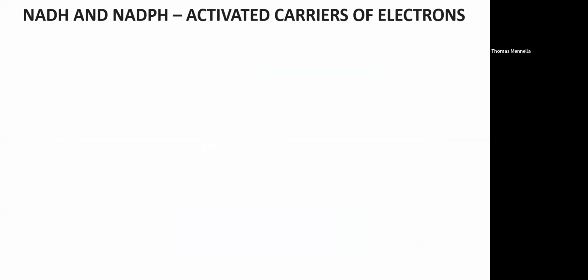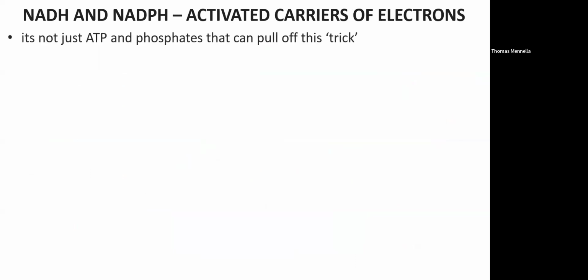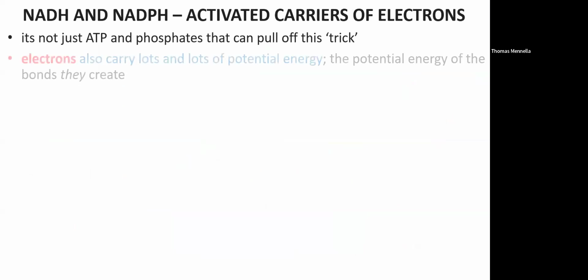Let's turn our attention now to electrons and the activated carriers that carry them. It's not just ATP and phosphates that can pull off this kind of switcheroo on the universe, this double bribe to get what we really want. Electrons can also be used the way that phosphates were just used. Electrons are what covalent bonds are made out of. And so electrons carry a lot of potential energy in them. They literally carry the potential energy of the covalent bond because it was the electrons that made the covalent bond.